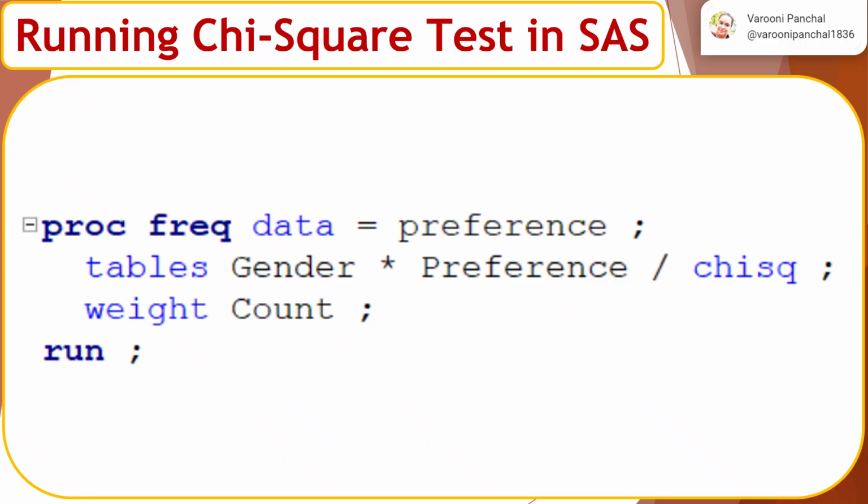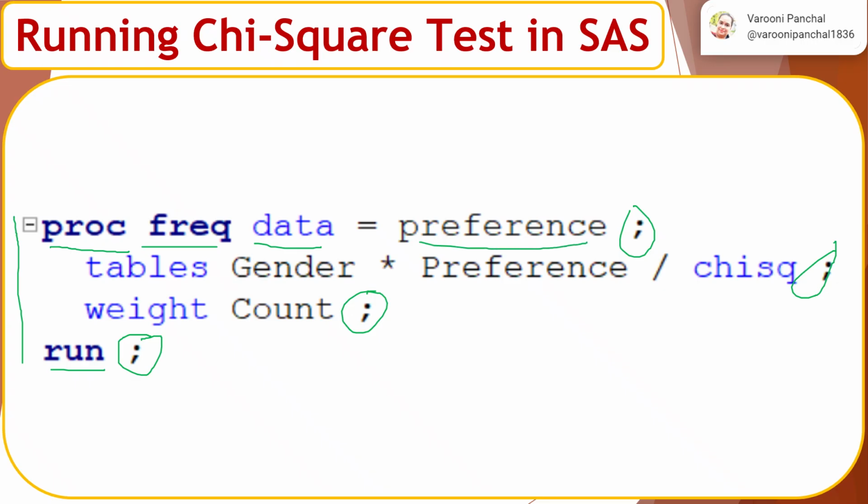It's a very simple program. Here is a proc freq statement. Every procedure in SAS starts with proc, the name of the procedure, and ends with the run statement. And like I said, every SAS statement ends with a semicolon. Proc freq is the procedure that we use to run the chi-square test. This is the data option, where we write an equal sign, and this is the name of the data set.